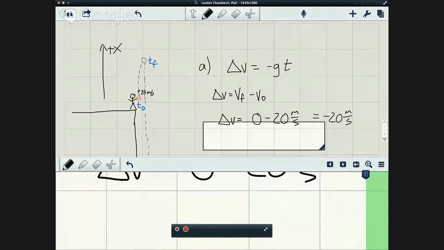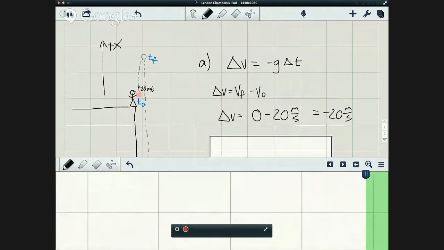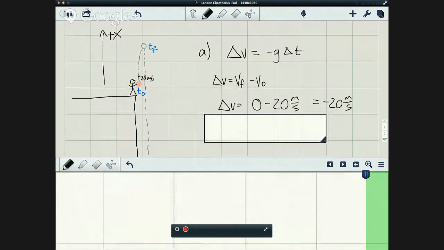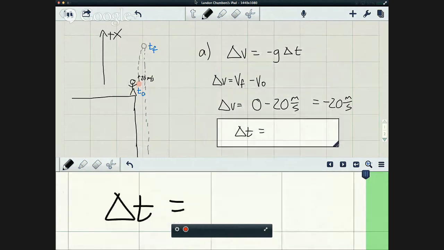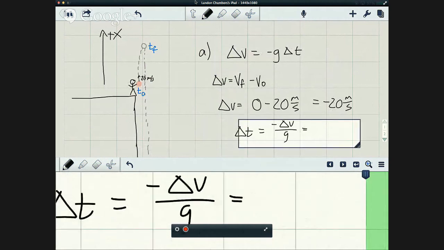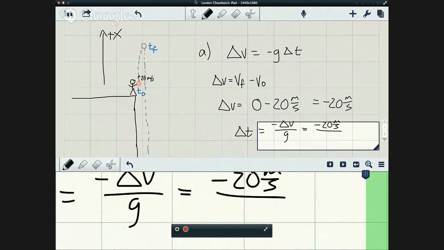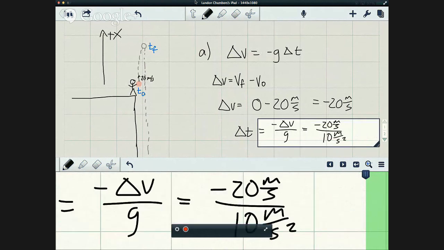Delta V is equal to negative G times the time it takes, let's say change in time, so T final minus T initial. That's what we're looking for, is delta T. So delta T, divide both sides of this equation, is negative delta V over negative G. It's equal to negative 20, and let's just round up to 10, because we're lazy and we like easy numbers.